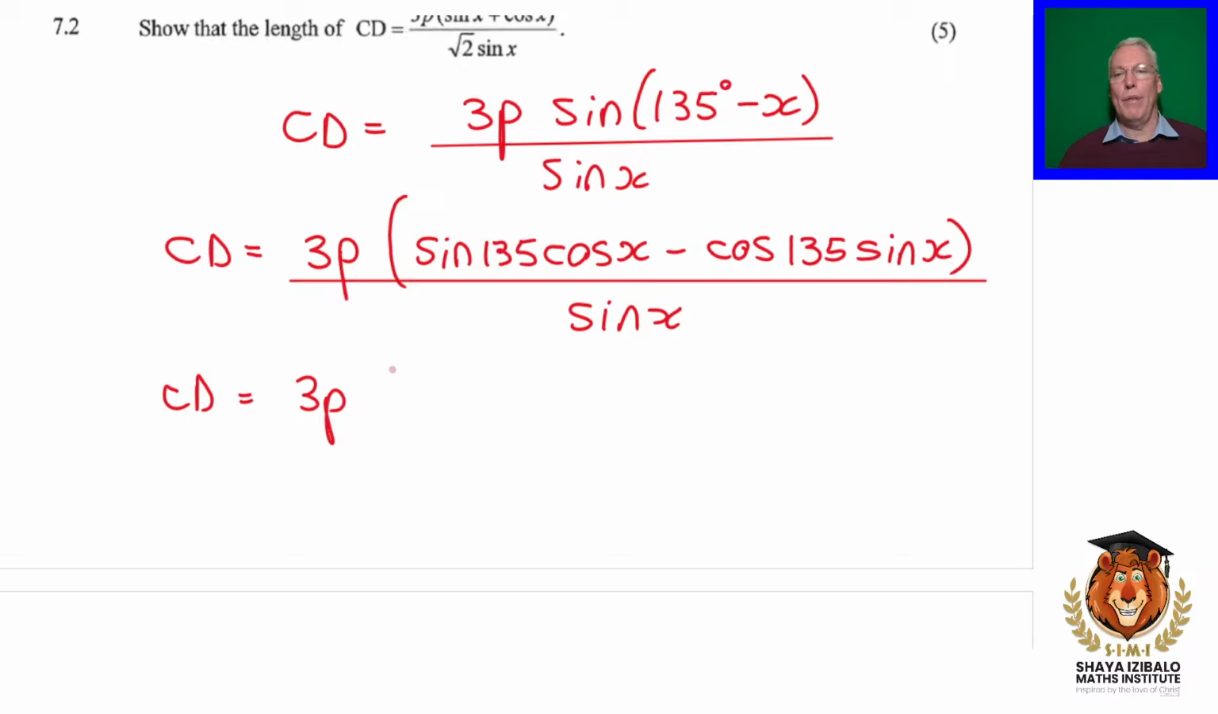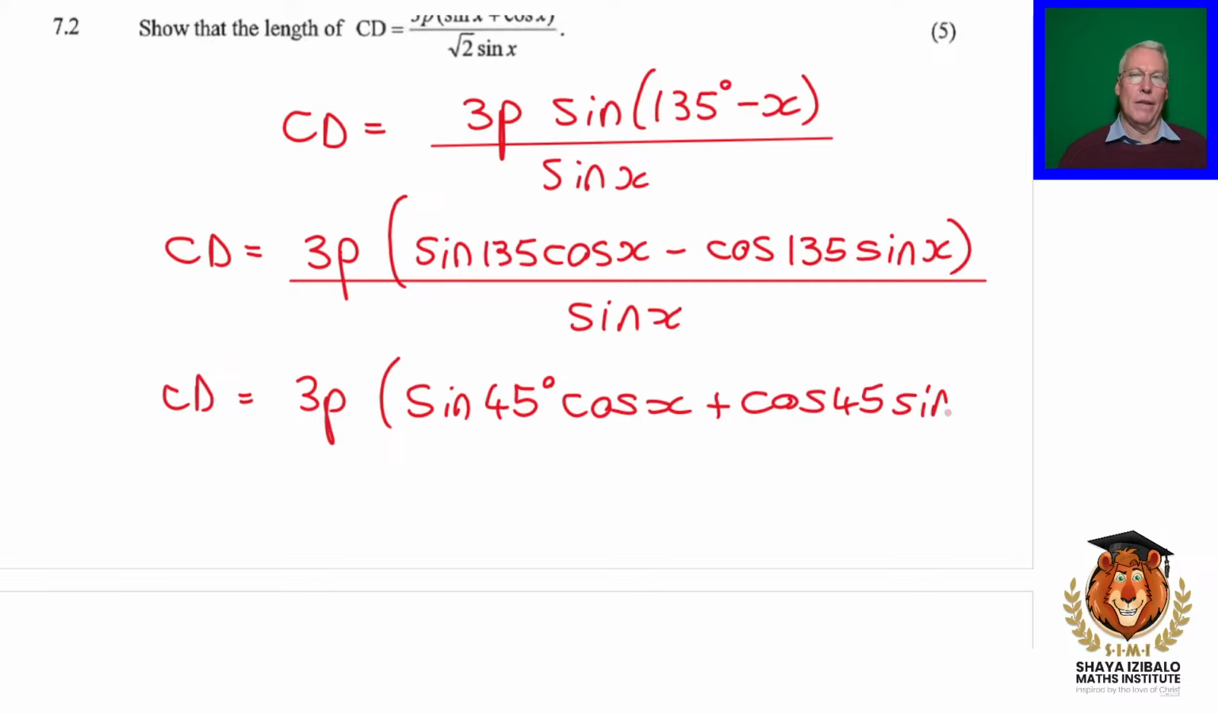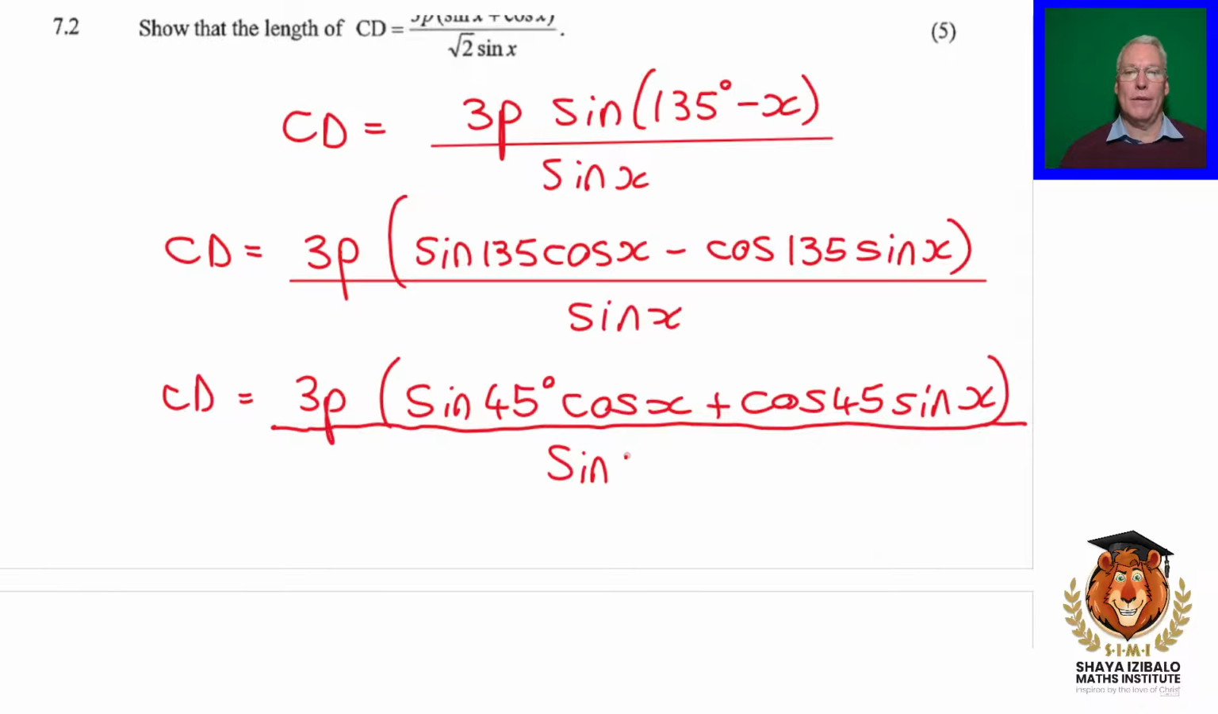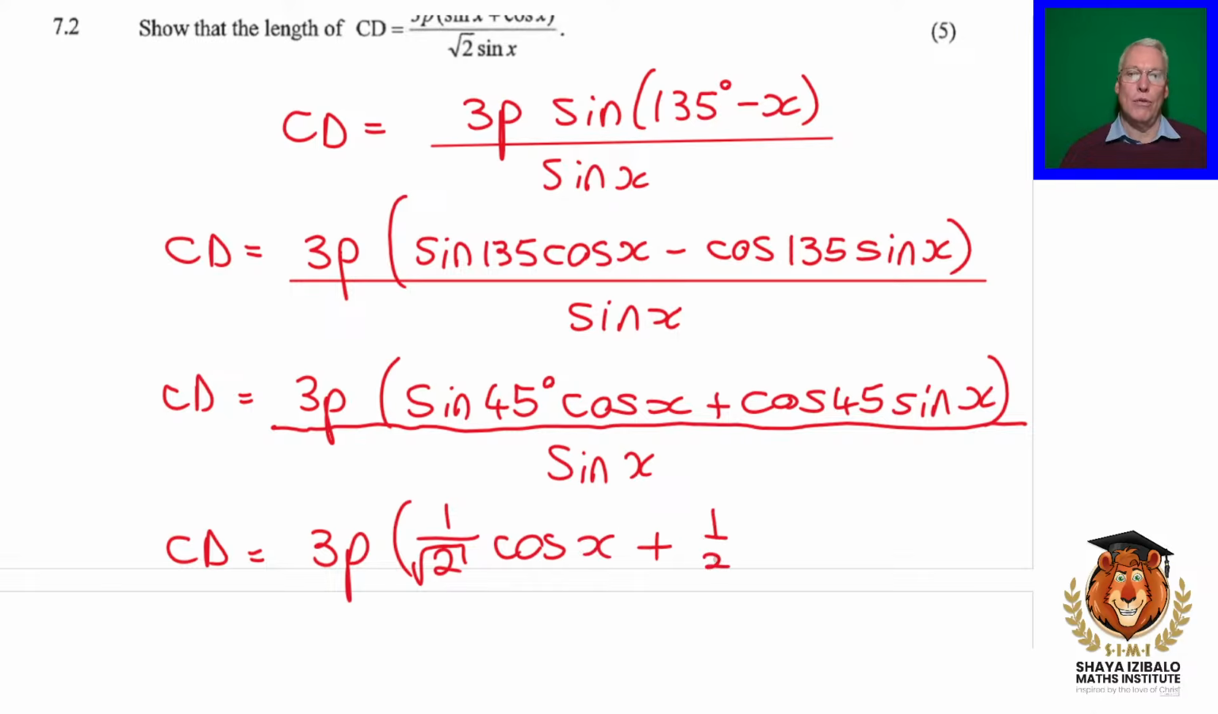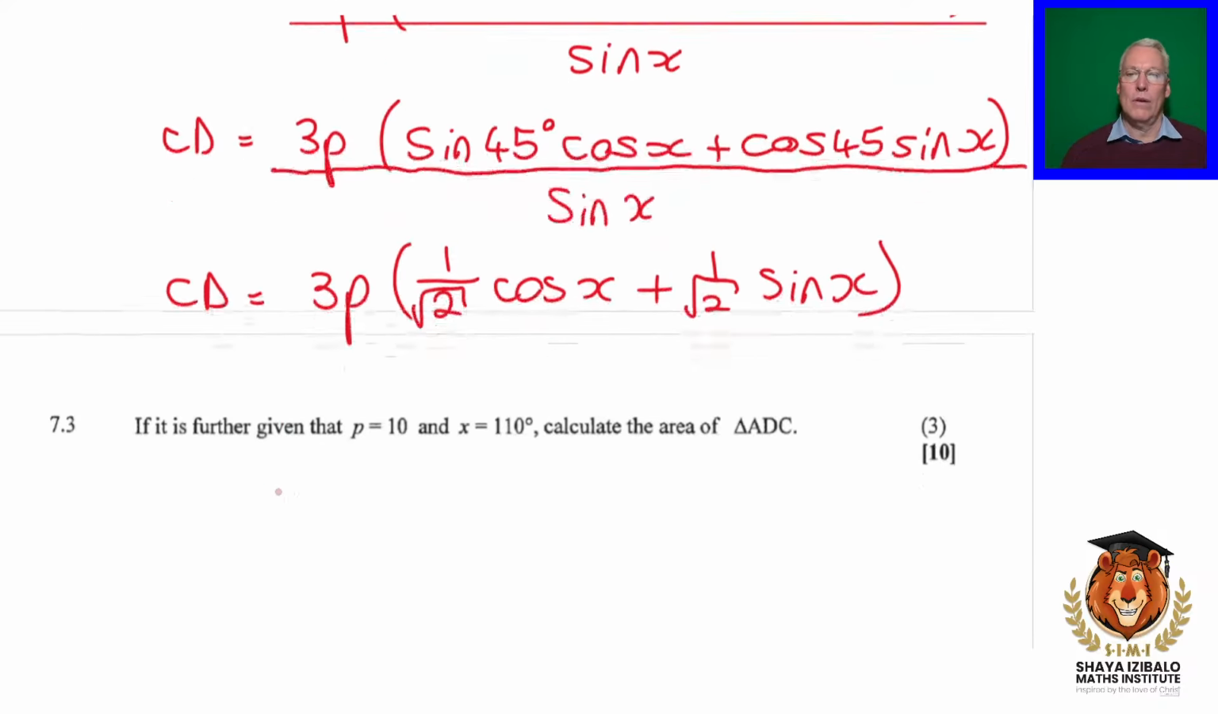So CD is in fact 3p. Now, sine of 135 is the same as sine of 45, by reduction, it's 180 minus 45. So sine 45 cos x minus cos 135 is actually the same as plus cos of 45 sine x. Now the cos of 45 and the sine of 45 are 1 over root 2. So CD is 3p, now we've got 1 over root 2 cos x plus 1 over root 2 sine x, over sine x.